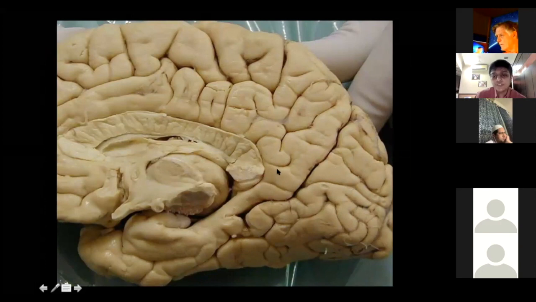The isthmus of the cingulum, which we saw in the dissected specimen, is in this region, and it just lies anterior to the division here of the calcarine fissure. The parahippocampus continues here and bends medially, bends on itself medially, and that forms the uncus.